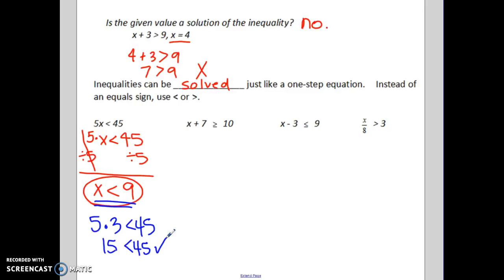So go ahead and try to solve the rest of the 3 inequalities on this page using your inverse operation steps, and pick a number to plug back into your equation to make sure that you've done your steps correctly.